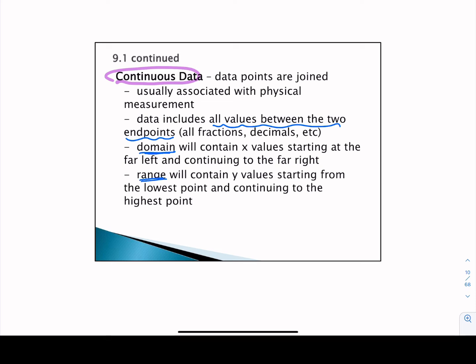Range, on the other hand, I always say is low to high. These are the y values, and we want to start figuring out those lows, or the beginning of our range, at the low point of your graph, and you continue to the highest point. So domain is always left to right. Range is always bottom to top. So we're looking at either x values covered from left to right, or we are looking at all the y values covered or included from bottom to top.